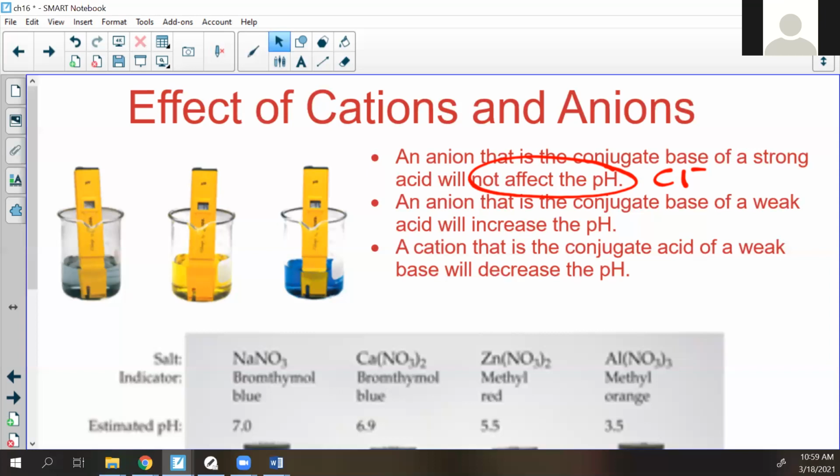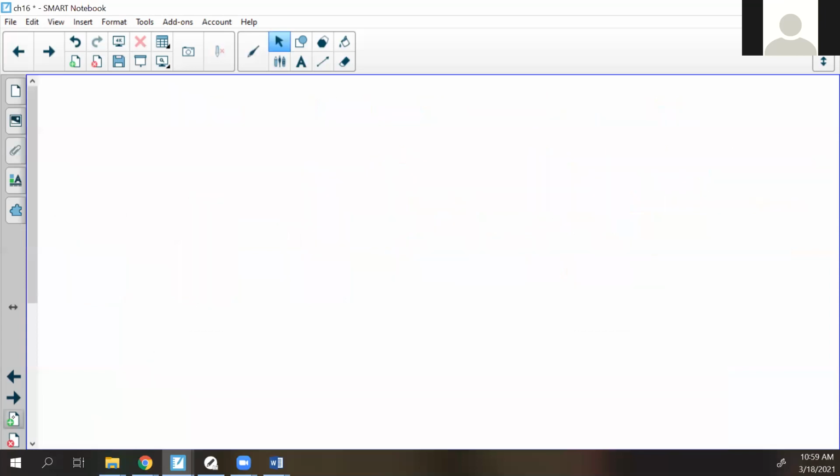If it is something that is strong, it definitely does not affect it. So, Br minus, like NO3 minus, all those, if we add them, it does not have an effect. And what I mean by this, I'll come back to this slide in a minute, but what we're doing now will set us up a lot for chapter 17.